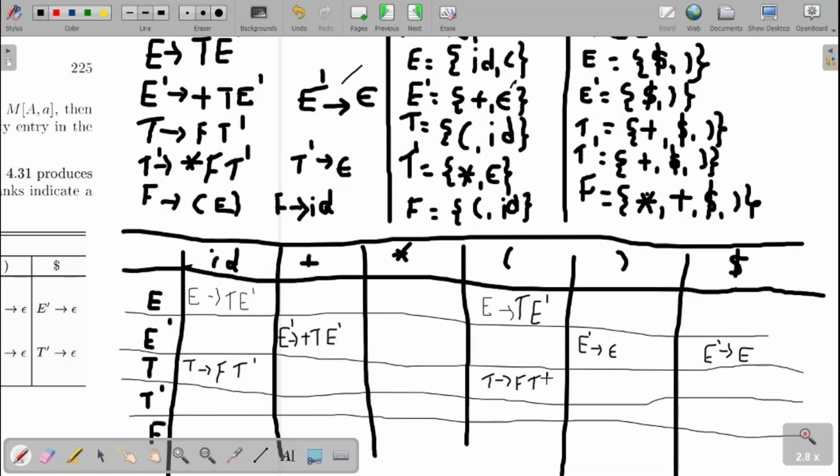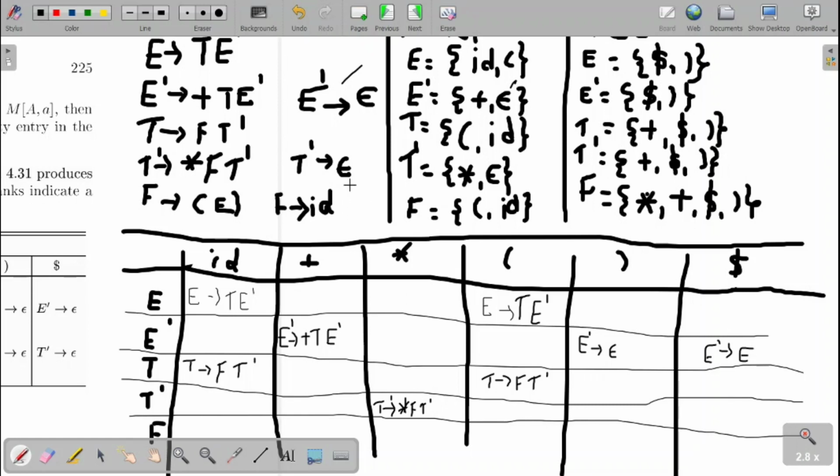T derives F T dash. Fine. Again for the T dash, what is the first of T dash? First is star, which is the production yielding the star. T dash derives star F T dash. So for the star, we write it as T dash derives star F T dash.